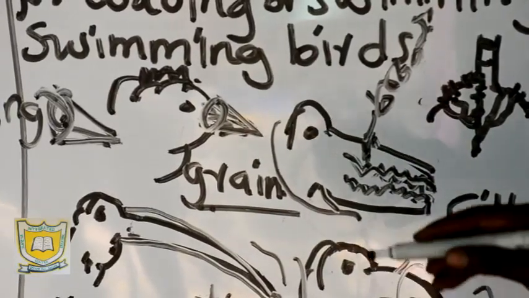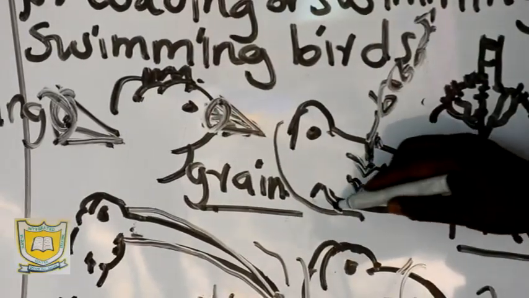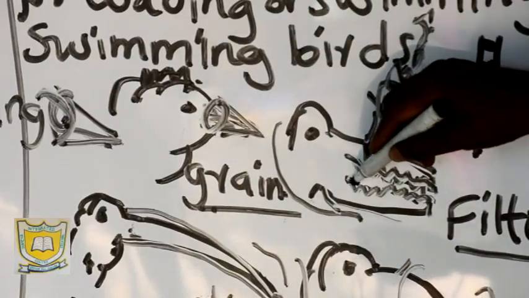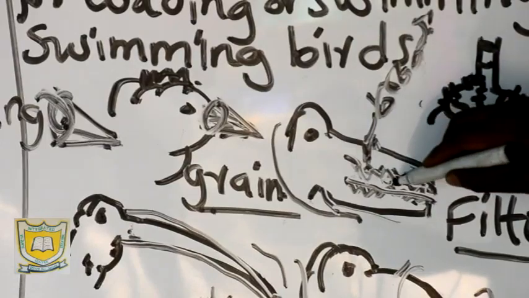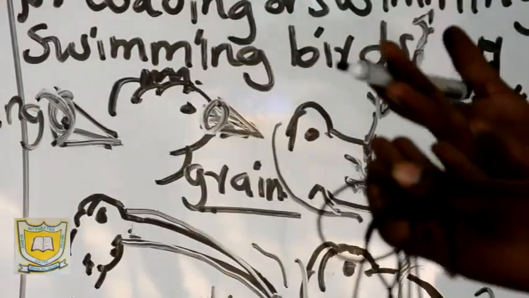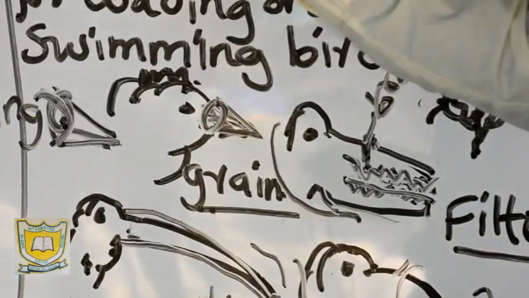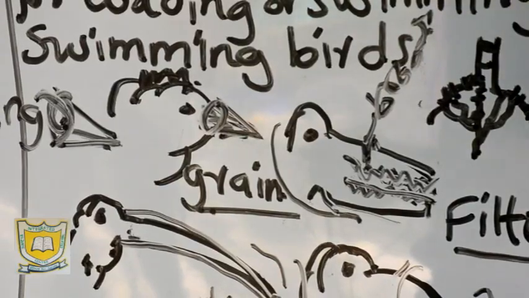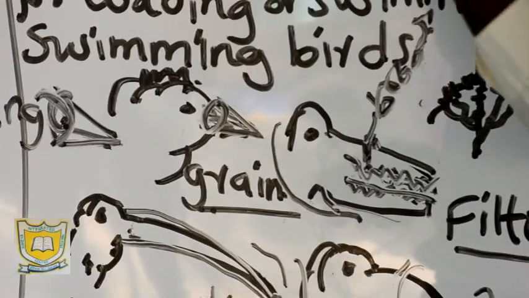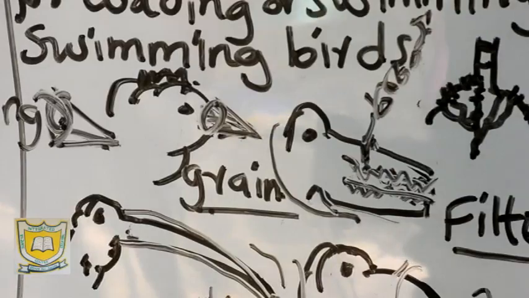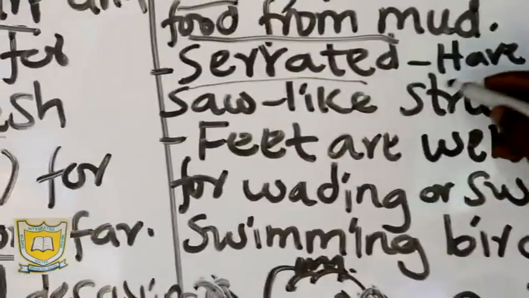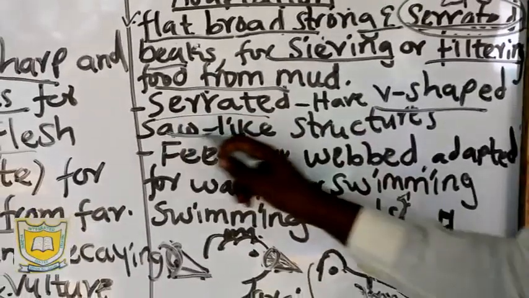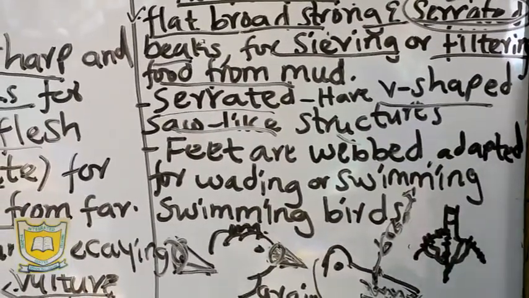Then we say it is flat. When you look at this beak here, these serrations are there, but the beak is flat. Their beaks are on the same line, which means they are flat. So that is why we say it has a flat, broad, and strong serrated beak that helps it for sieving and filtering of food from mud. We already said serrated means they have V-shaped or saw-like structures. I've already elaborated on that.